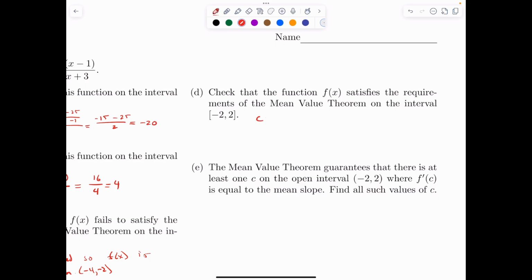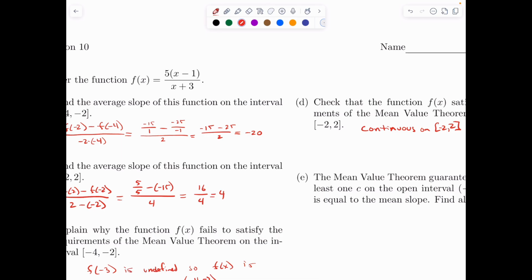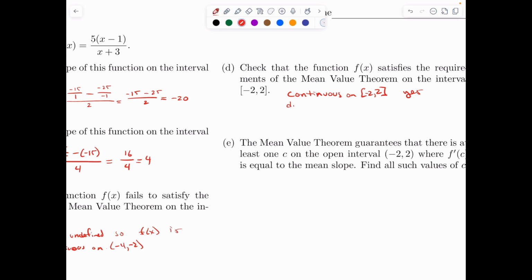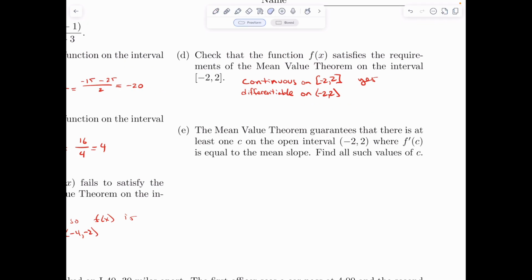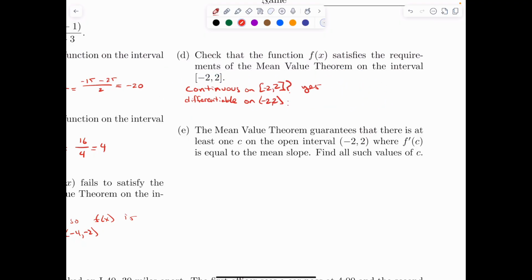So let's go ahead and do this. Is it continuous? Question mark. And the answer is yes. And that's yes, because the only discontinuity for that function is at x equals -3. And then we want to know, is this differentiable on the open interval? And the answer there is yes as well, but let's actually check.